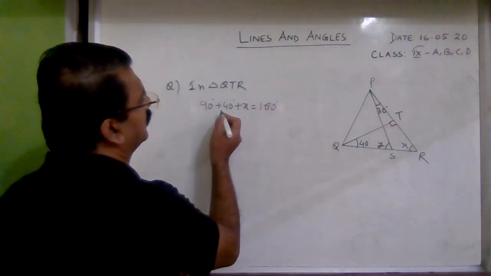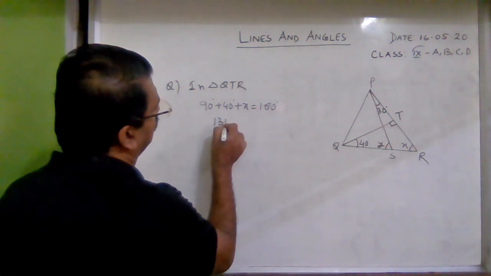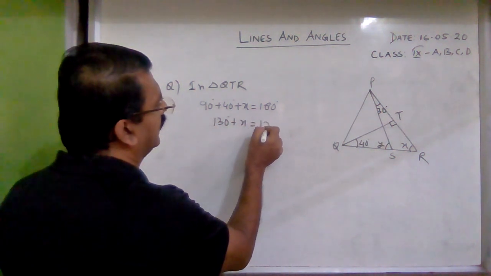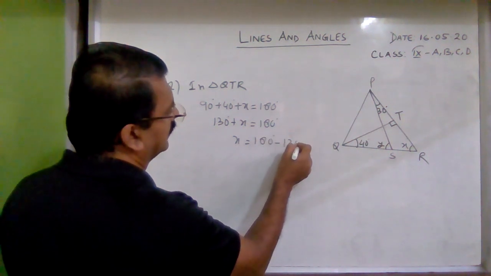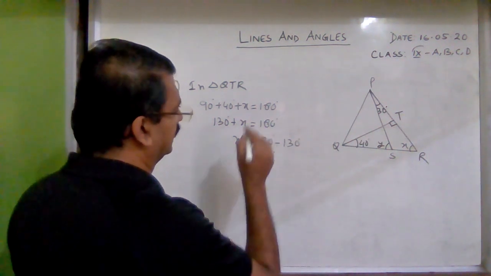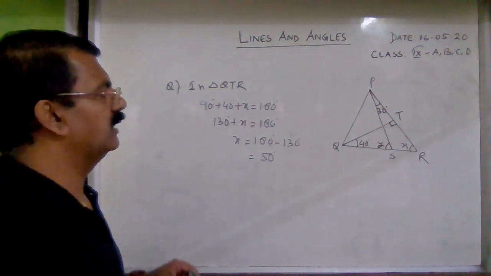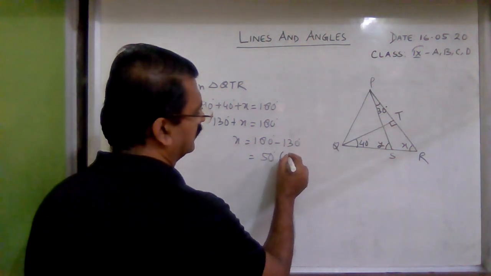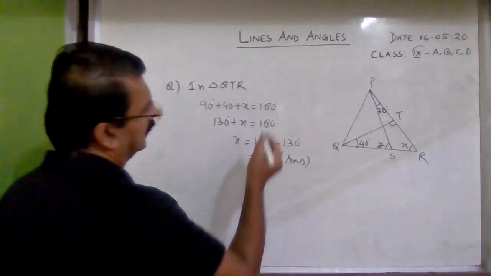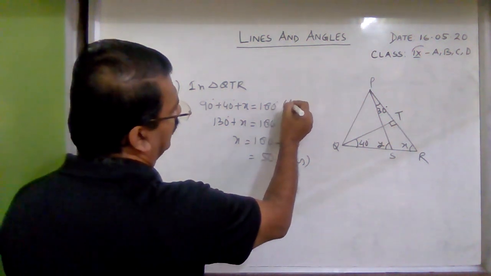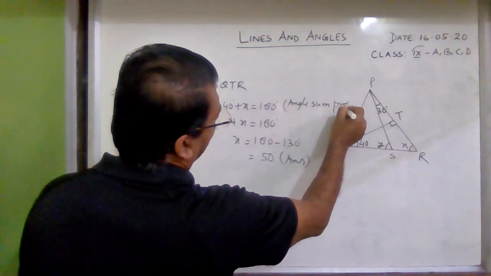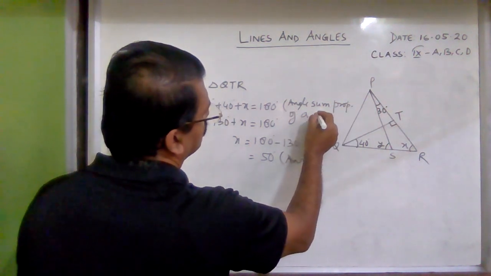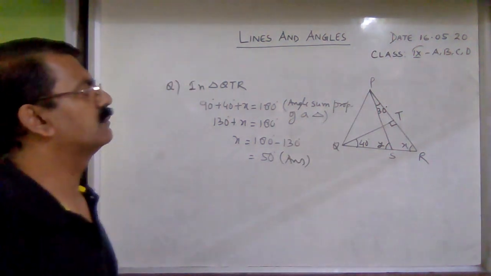So 90 plus 40 plus x is equal to 180. That is 130 plus x equal to 180. So x is equal to 180 minus 130, that is equal to 50 degrees. So we have found the value of x as 50 degrees. Now here you write down a reason: angle sum property of a triangle.